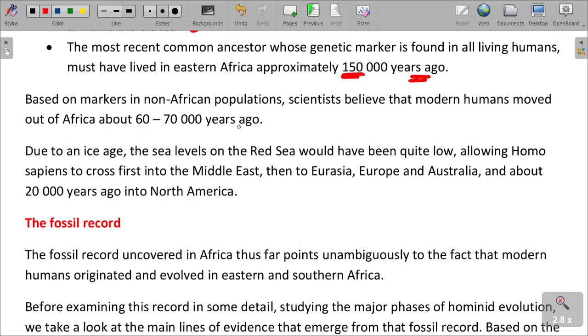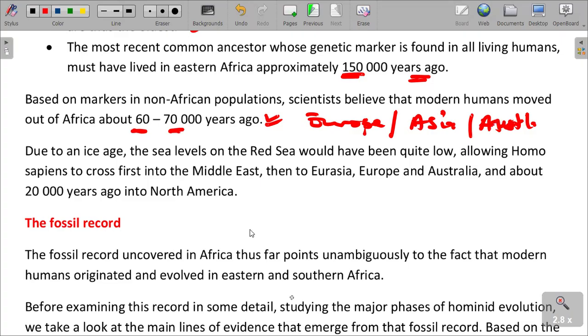Based on markers in non-African populations, scientists believe that modern humans moved out of Africa about 60 to 70,000 years ago, which is also pointing to the movement of people to Europe. We talk about Europe, we talk about Asia, we talk about Australia. So all these are identifying and pointing out the out of Africa hypothesis that we are talking about, even also North America and so forth.